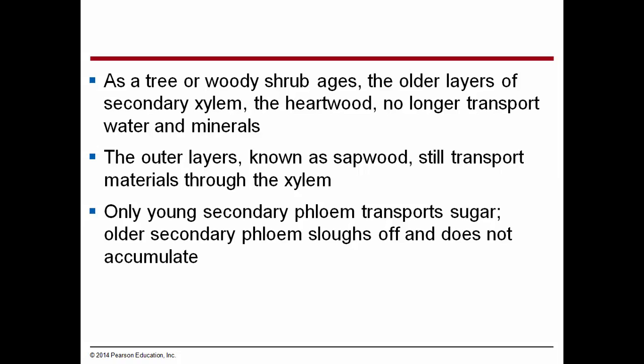As a tree or woody shrub ages, the older layers of secondary xylem, the heartwood, no longer transport water and minerals. The outer layers, known as the sapwood, still transport materials through the xylem. Only secondary phloem transports sugar. Older secondary phloem sloughs off and does not accumulate.